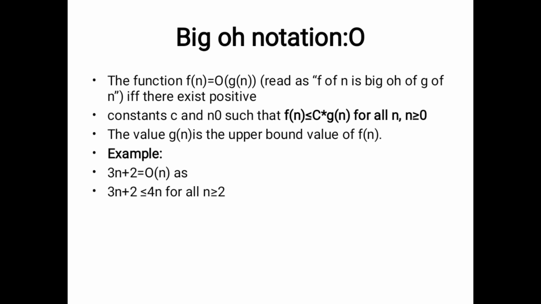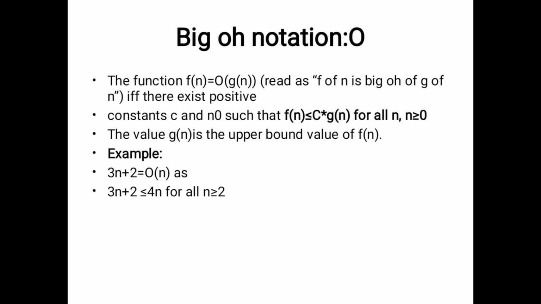Definition of big O notation: the function f of n equals big O of g of n. Here big O is also called order of g of n, and there exist a constant c and a positive integer n naught such that f of n is less than or equal to c into g of n, where c is a constant and n is a positive value, for all n greater than or equal to n naught. It represents the upper boundary of f of n.